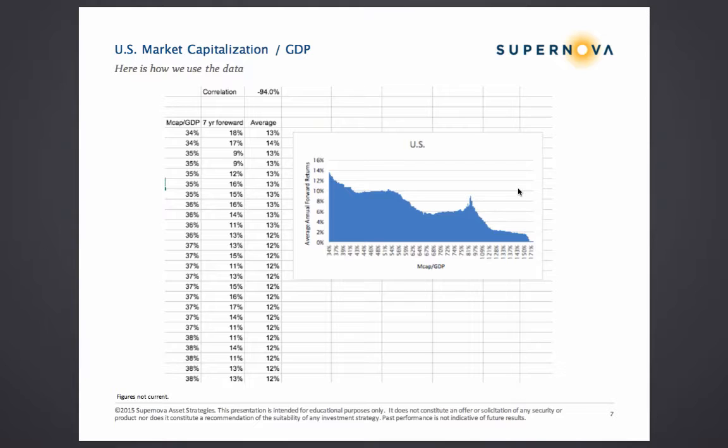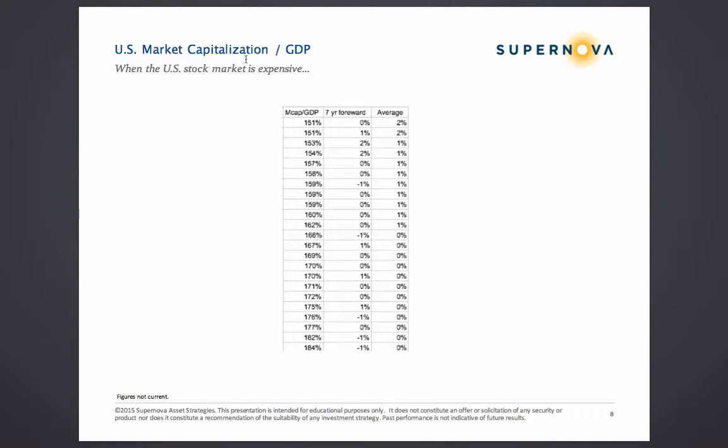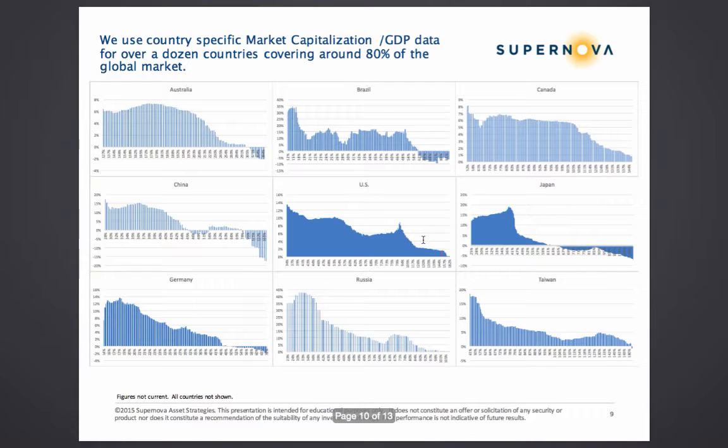Here's how we use the data. It's very similar to how we use the Shiller PE data. We take averages around market cap to GDP. This does not predict the future. It merely gives an indication of the odds. When the U.S. stock market is expensive, we tend to get poor returns going forward.